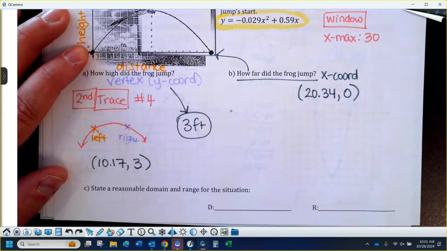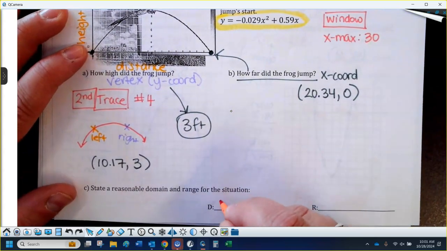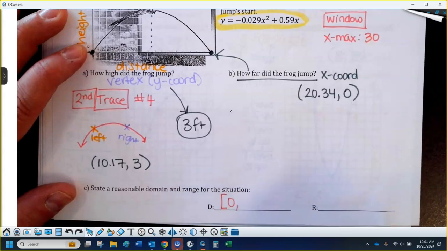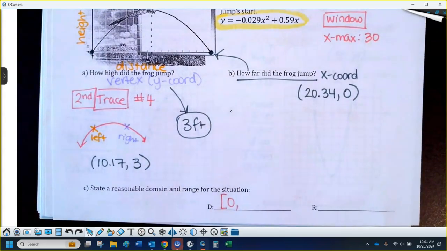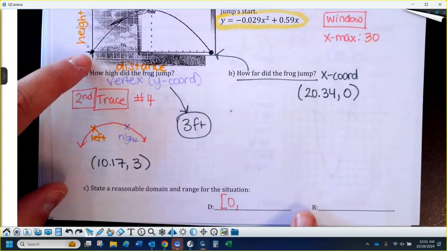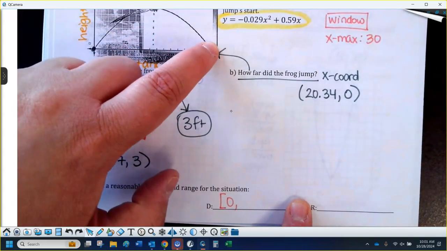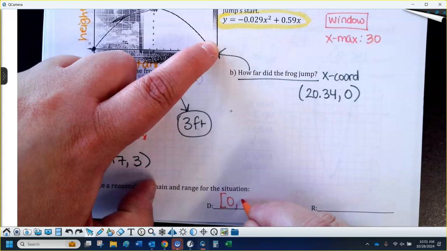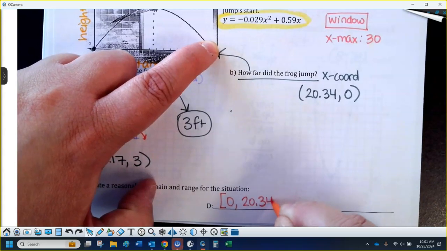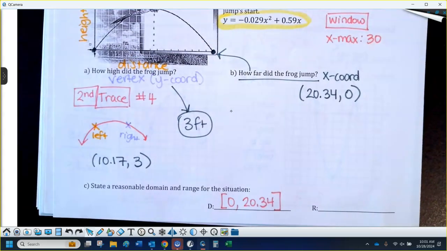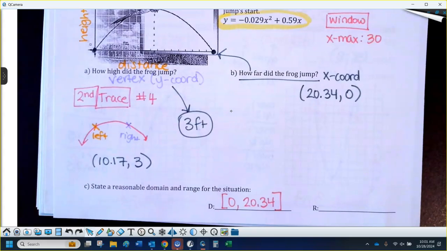So my x values, right? The frog starts, he hasn't jumped yet. So no distance has he traveled when he starts his jump. I'm going to put a bracket on that. Then he jumps, gets back down on the ground here, and this was 20.34, what was this in feet away. But again, I'm going to use a bracket there because I stop and I'm back on the ground. Don't continue, we wouldn't go negative there for the graph, for the frog's distance.